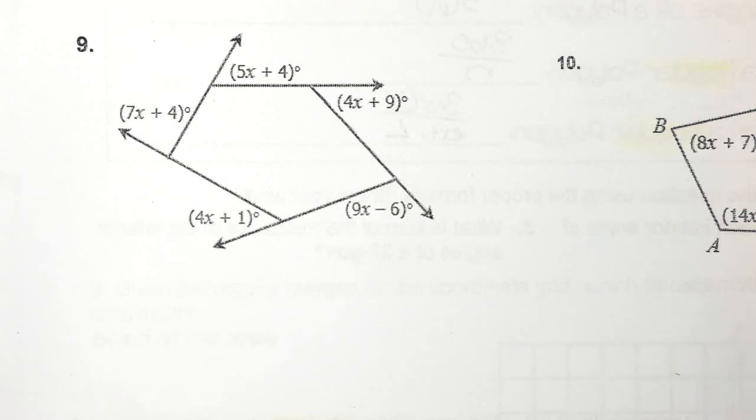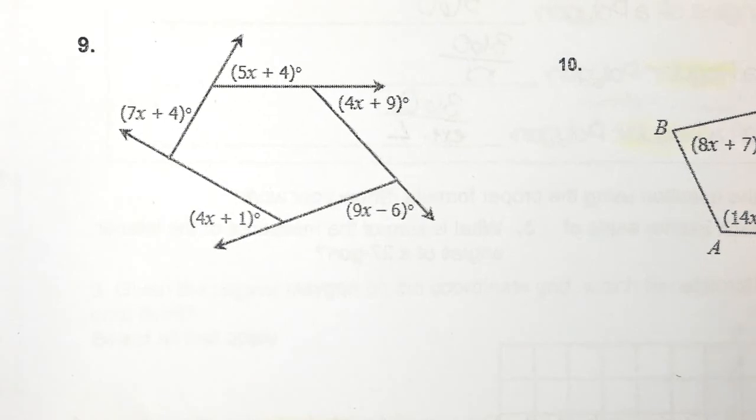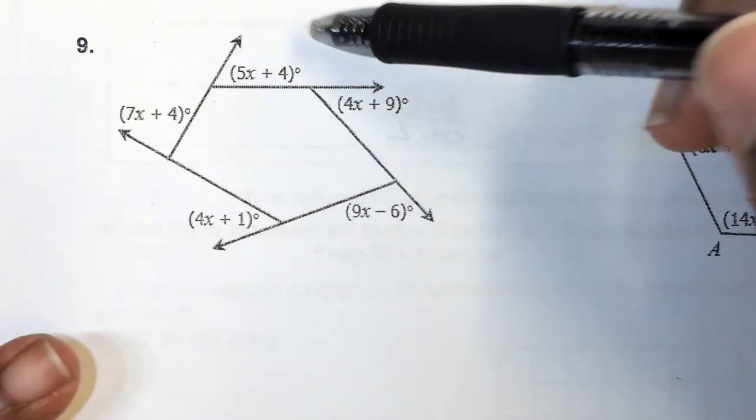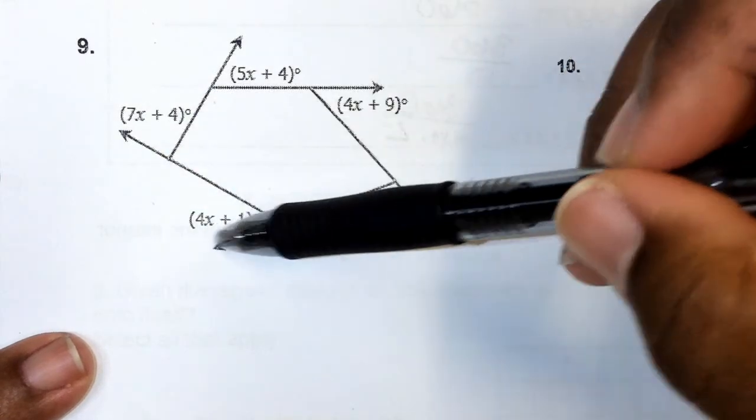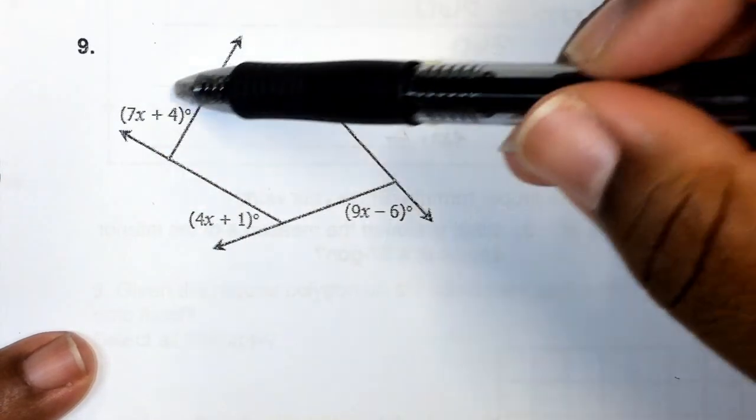Then, the other one I want to mention, number 9. Let's see if we can get Isaiah some redemption. We probably can't, though. On number 9, I'm not even going to ask you to solve, but I'm just going to ask you basic questions about this. Isaiah, on number 9, I'm looking at this figure, and I'm looking at these angles. All these angles that they're showing me, what kind of angles are they?